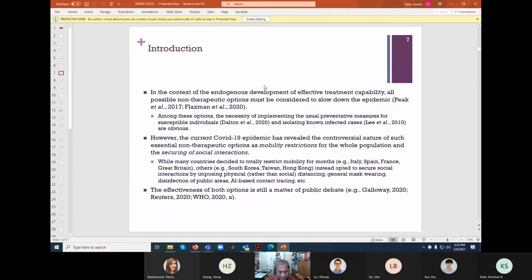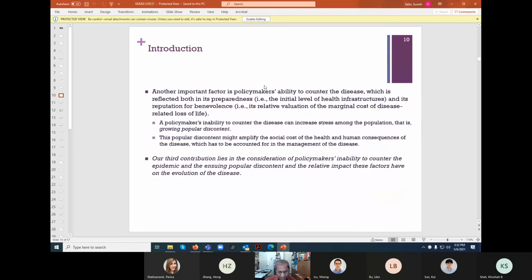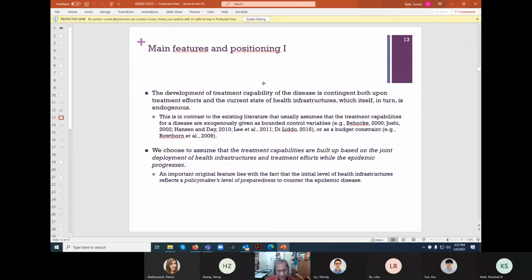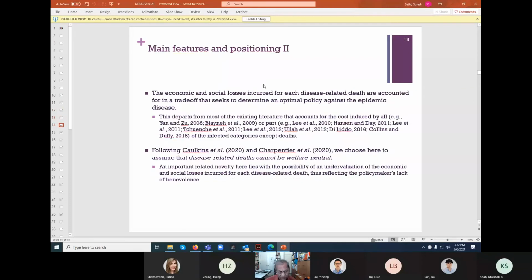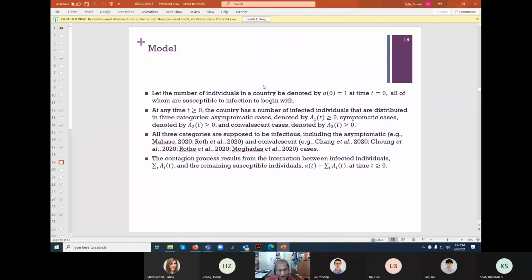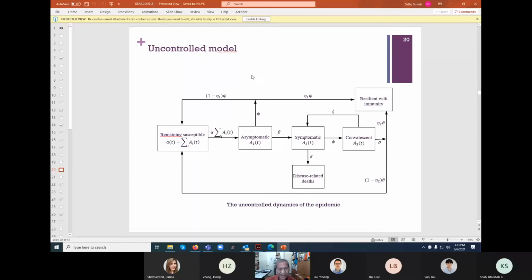I'm going to go quickly to the model, and we don't have so much time, and I just want to give you some feeling for what is going on. These kinds of models I'll call SIR models, where S means susceptible, I means infected, and R means recovered. But those models are very simple.